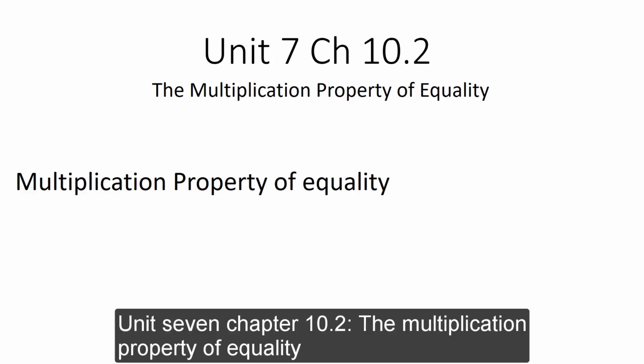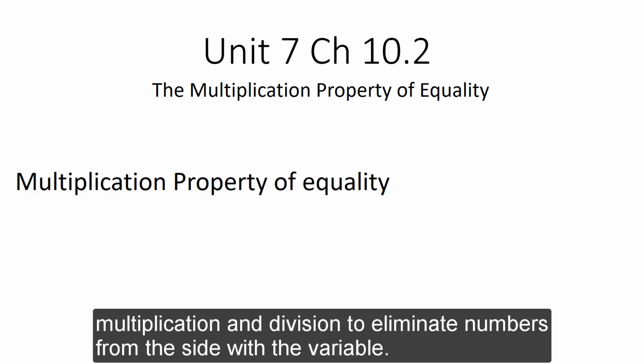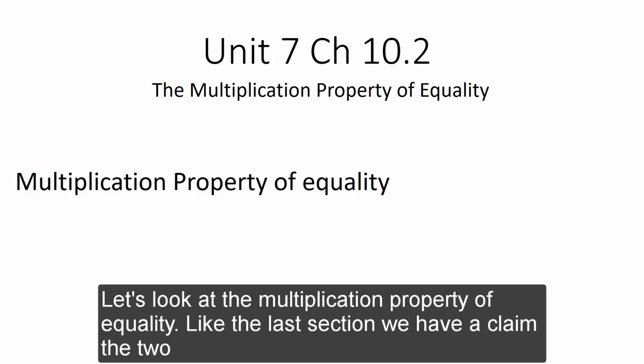Unit 7, Chapter 10.2, the multiplication property of equality. This is similar to the last unit, but instead of using addition and subtraction, we're going to use multiplication and division to eliminate numbers from the side of the variable. So let's look at the multiplication property of equality.